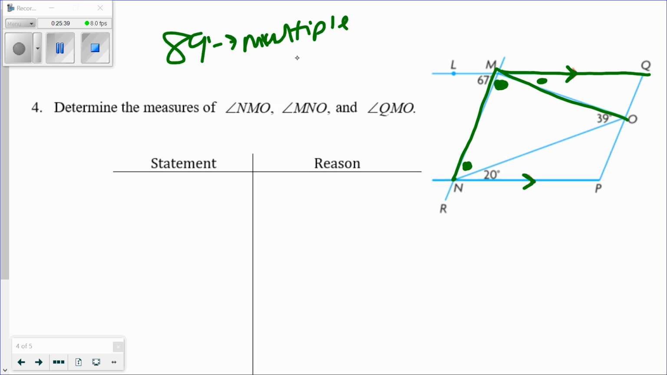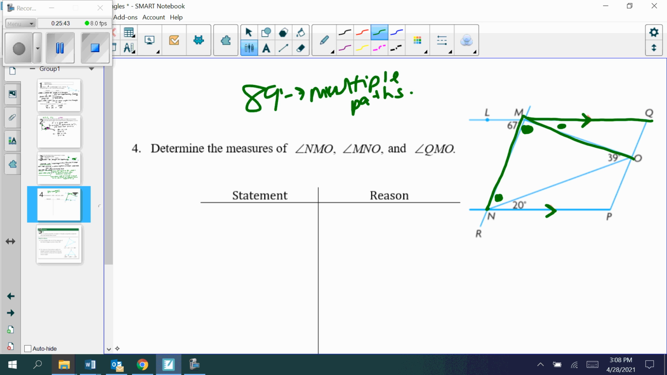Sorry, that's supposed to say multiple paths, but it got crazy. So there's multiple paths that you can take in order to solve this one.